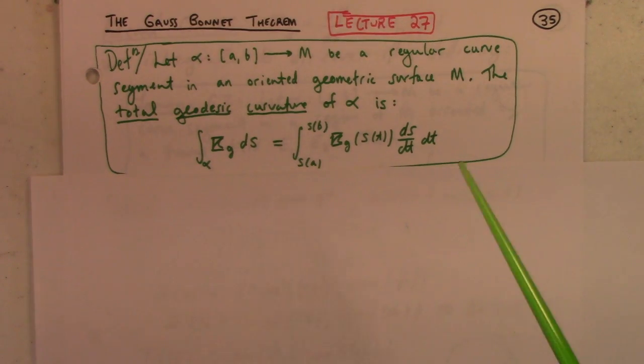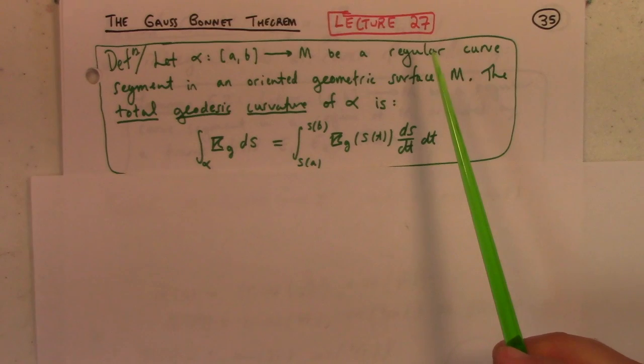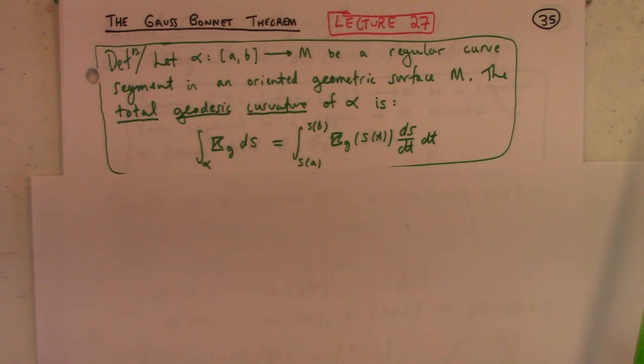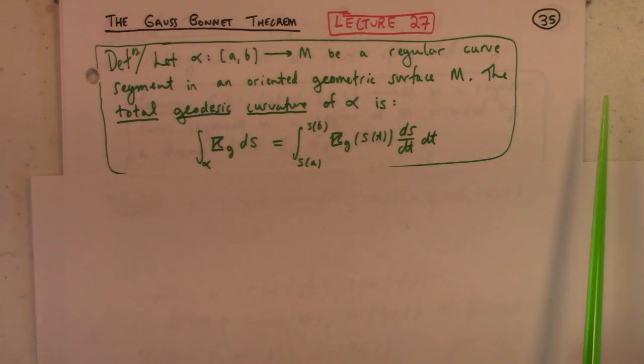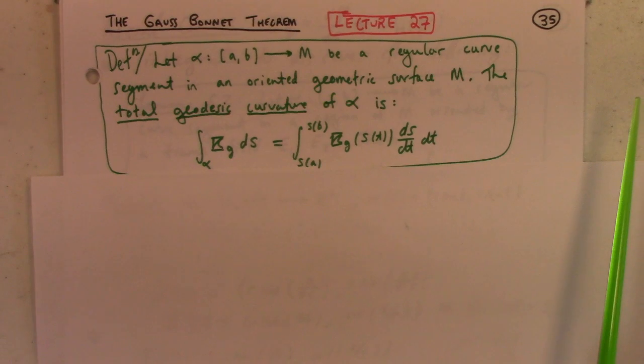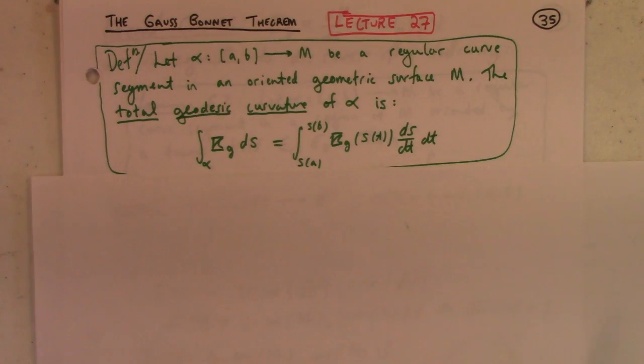Alright, so lecture 27 is on the Gauss-Bonnet Theorem. We're going to look at at least a sketch of the proof. It's partial because we will be relying on some results from topology, which we will not prove.